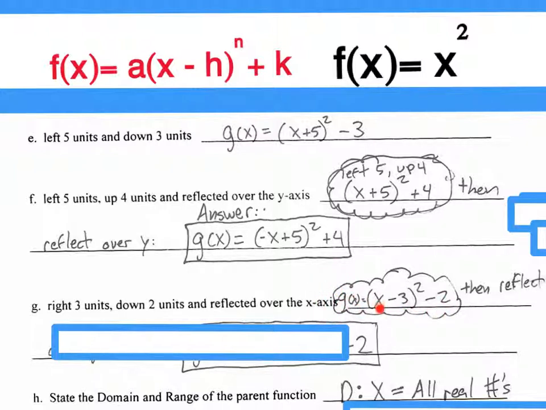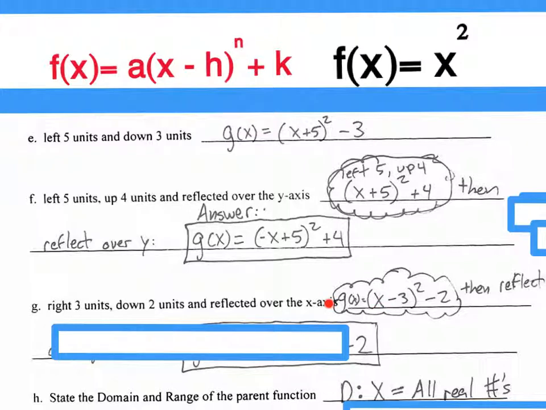Where's y at? Well, is that y? No, that's an x. Is this? No, that. Where's y at? That's where you have to realize that g of x really represents y. The whole function is y. So when they say reflect over the x-axis, they're telling you to change the sign of y. They're telling you to change the sign of the whole entire function.